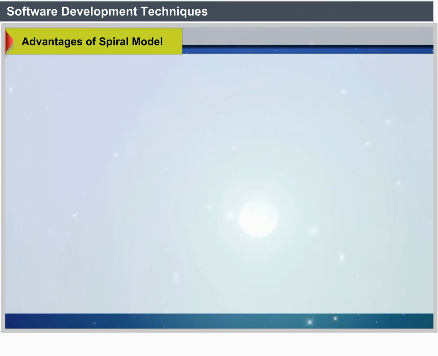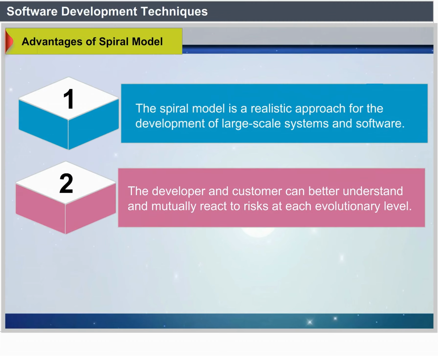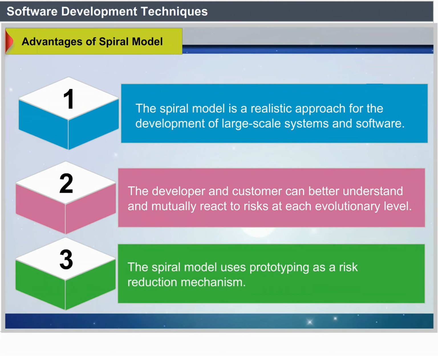Advantages of spiral model. The spiral model is a realistic approach to the development of large-scale systems and software. The developer and customer better understand and react to risks at each evolutionary level. The spiral model uses prototyping as a risk reduction mechanism.